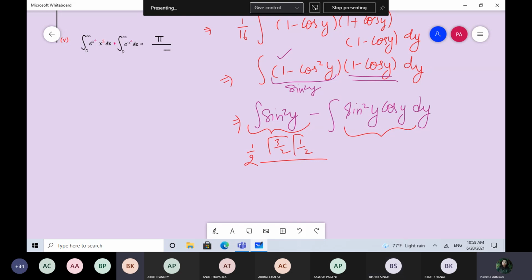Ma'am, isn't that gamma 4 by 2 in the denominator? 4 by 2? You wrote... Yes. It's 4 by 2. I know. 2 plus 2 by 2. Yes. That's right.